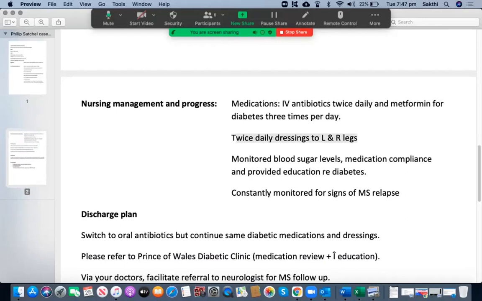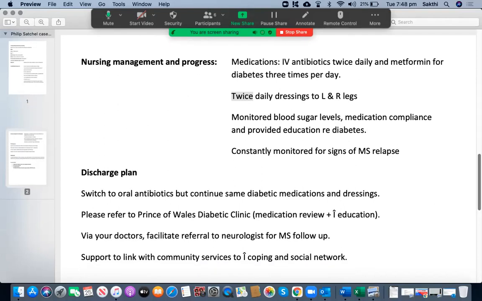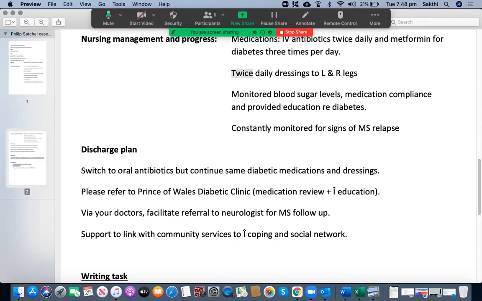Twice. Twice daily dressings, okay, 2 times. Here if they have used twice, you can use 2 times. I mean, you can just play around, so that you can show that you have a great amount of vocabulary. You know several synonyms. I mentioned. Oh, you did mention that. Okay, good, good.